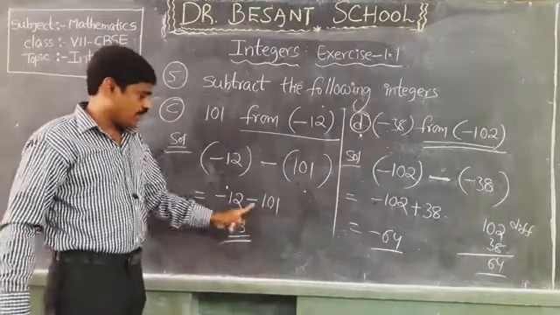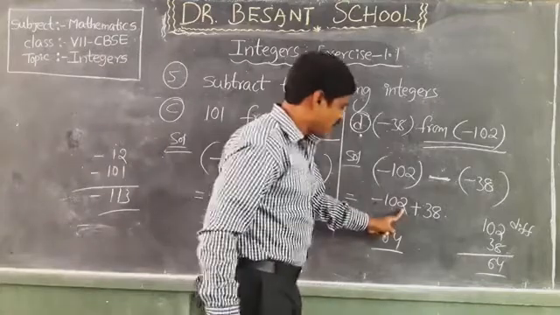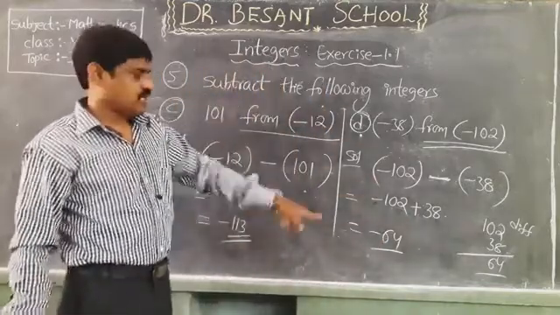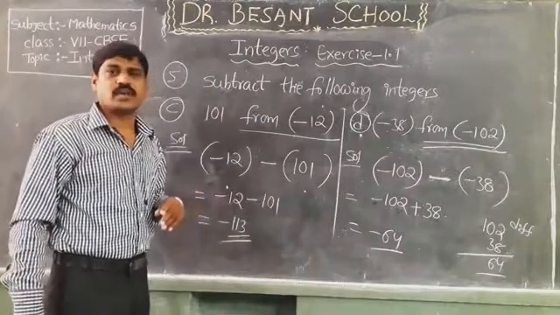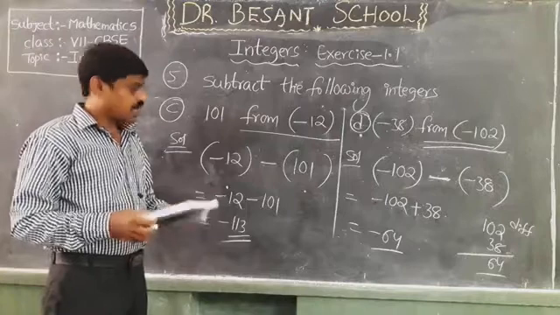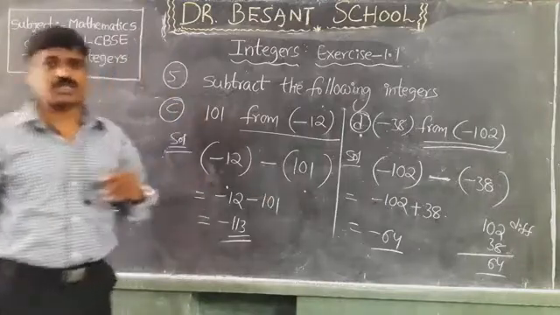See, always the result: 101 has what? Negative sign. 102 has what? Negative sign. So observe here, the final result is like this only. Next, this is the fifth problem. Once you note down these two sums.